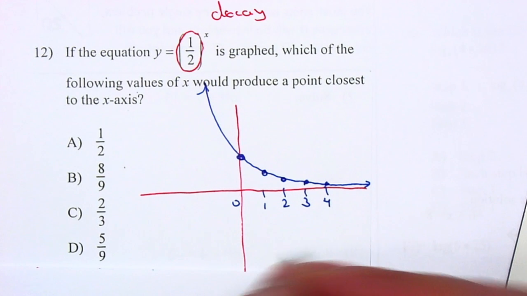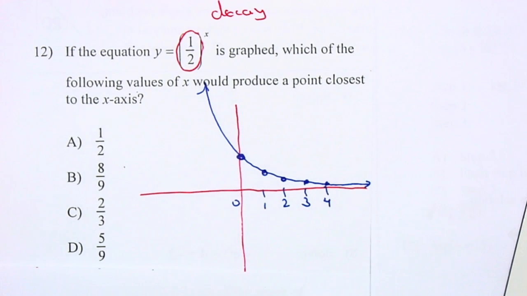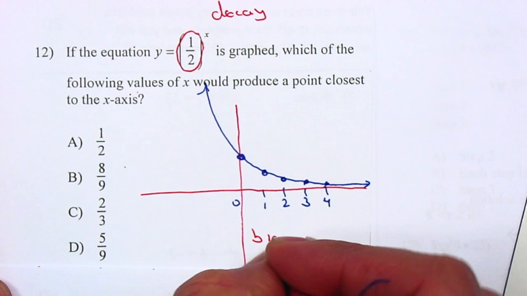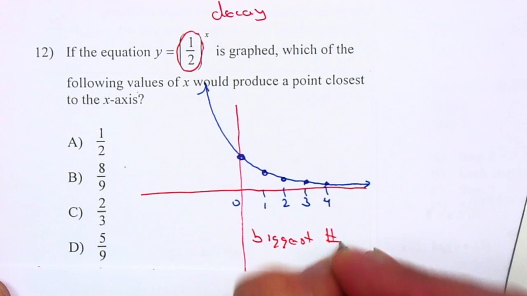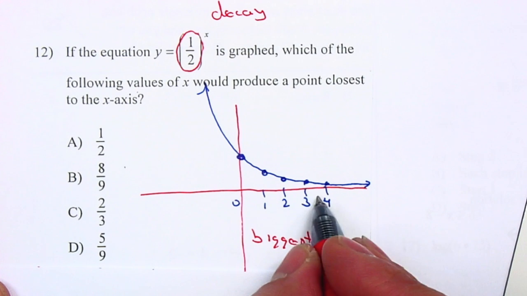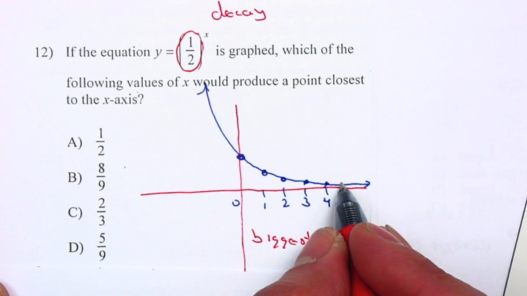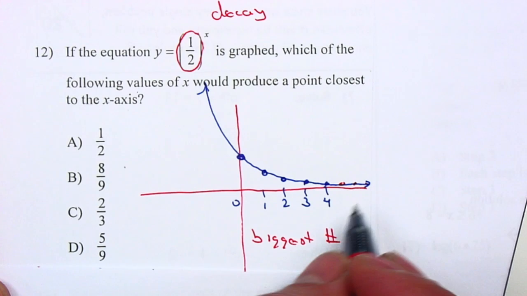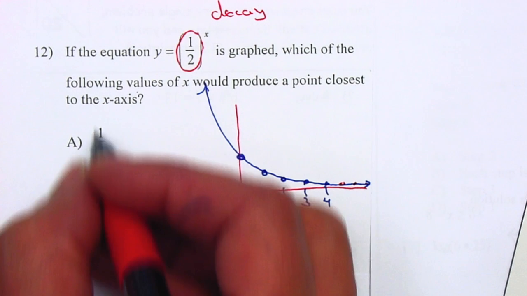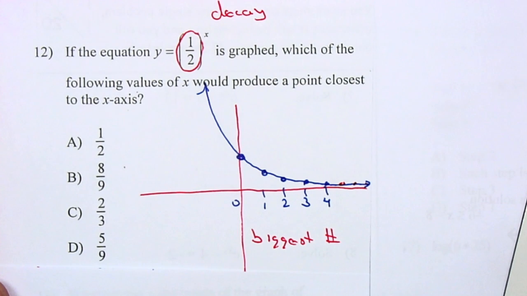The biggest number or the smallest number? It'll be the biggest number. As the number gets bigger and bigger, it gets closer and closer to the x-axis. So you need to decide which of these is the biggest number. You have to go through and convert them into decimals if you're not sure.